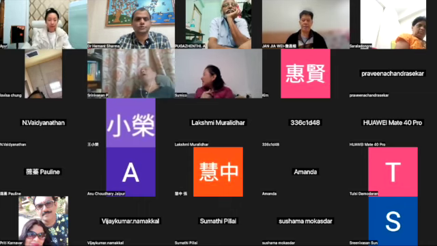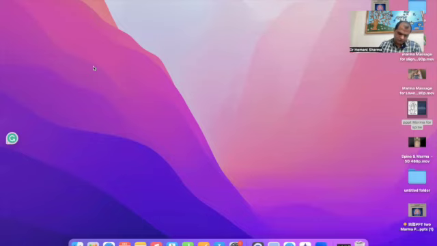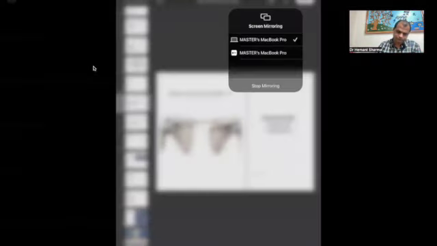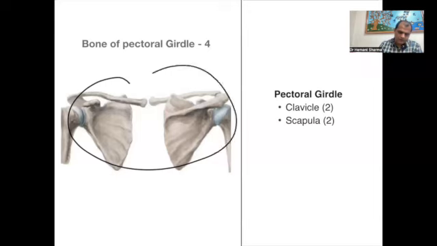So let's count the 6 bones. Then this chapter will finish. Only 6 bones are left. So I would like to tell you the location of these 6 bones. Let's see. Here we can see the upper back area. This is the scapula. We have two scapula bones, one and this one.